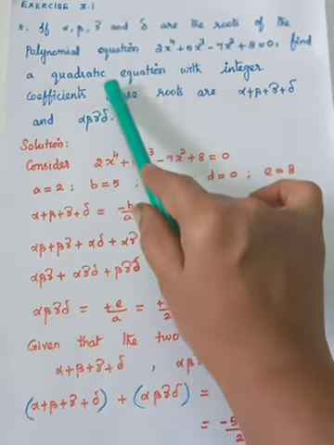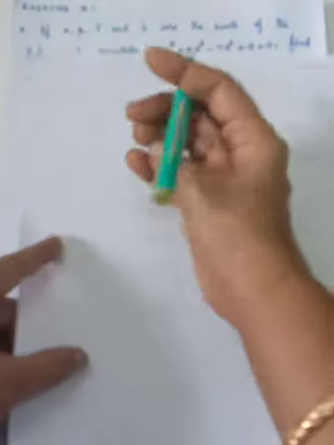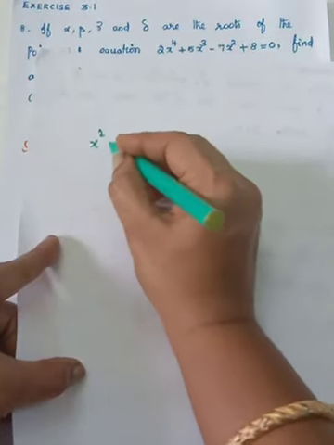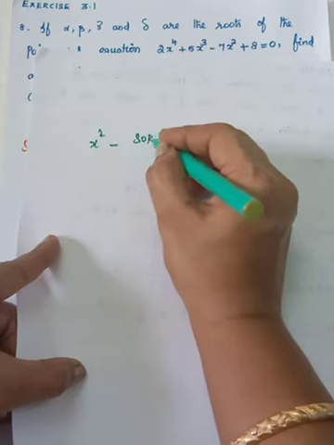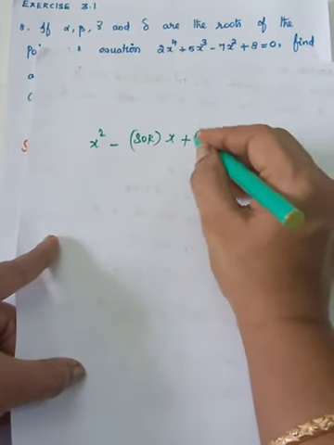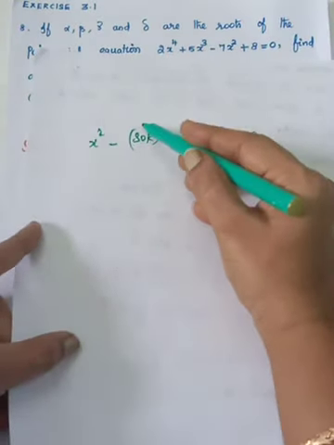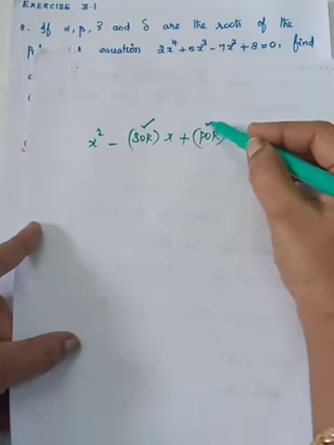So you have to write the quadratic equation. So what's the formula for the quadratic equation? You will get x squared minus sum of the roots into x plus product of the roots is equal to 0. This is the quadratic equation. So to write this, you need the sum of the roots and the product of the roots.